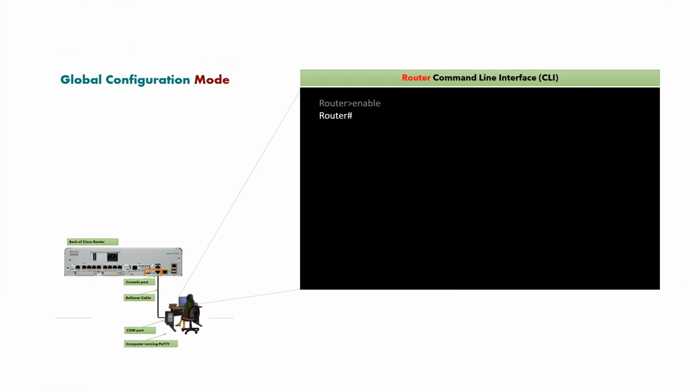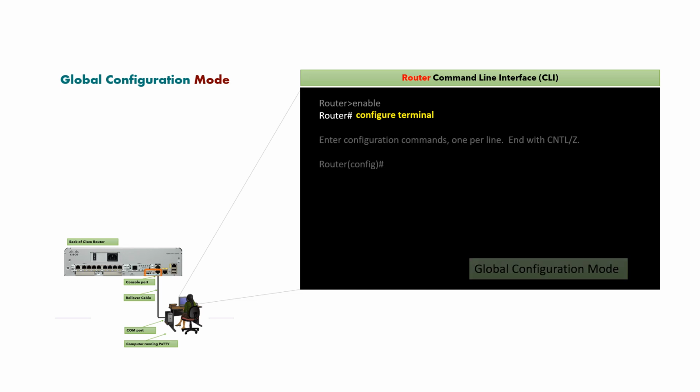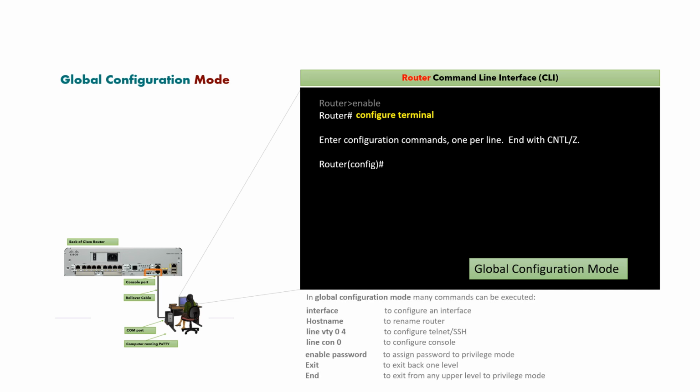After accessing the privilege mode of the router, you can type configure space terminal and press enter to access global configuration mode of the router. The prompt for global configuration mode is router open parenthesis config close parenthesis #. If you type question mark and press enter, all the commands available at this mode are going to be displayed with their explanation. Some of the most commonly used ones are listed on this slide for you.